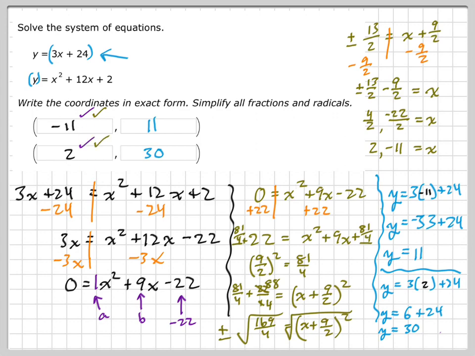Now notice the y values, finding the y values never changed. You can find the x values 3 different ways for this one. I hope that made sense to you guys.